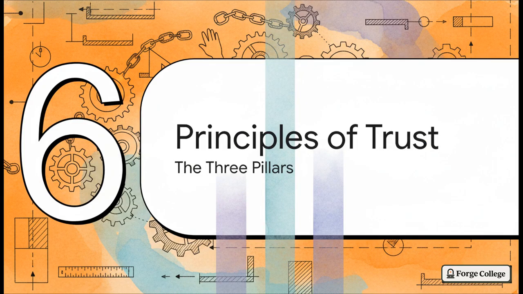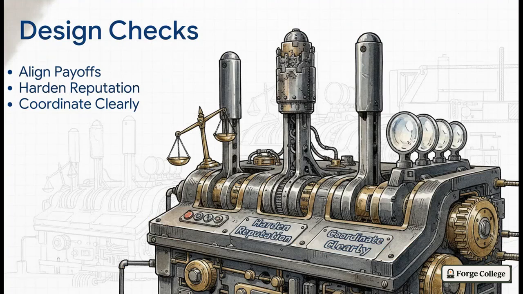Section 6. 3 Principles of Trust. Let's zoom out. To build a system that runs without a boss, you absolutely must do these 3 things. 1. Align payoffs. Make cooperative behavior the most rational, profitable long-term choice. 2. Harden reputation. Ensure that gaining influence is costly and Sybil attacks are economically impossible. 3. Coordinate clearly. Use cryptographic tools like commit reveal to remove ambiguity while balancing liveness and safety. Trust in Web3 isn't just some vague promise. It is an emergent property built by carefully tuning these 3 specific levers.